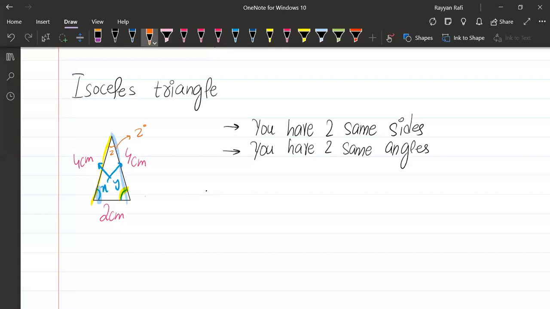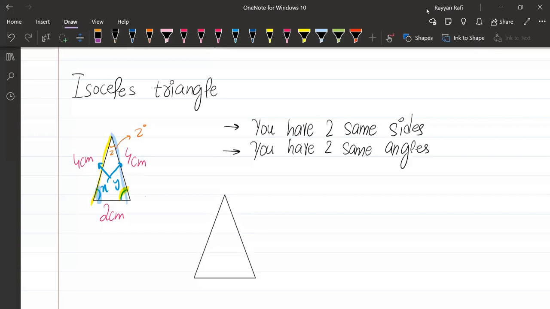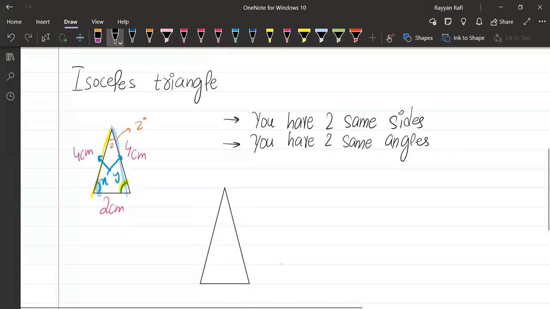So now, in an isosceles triangle, what I just told you, two same sides. So I just messed up this whole triangle. Let me just draw another one, a larger one. So basically, whenever we're drawing an isosceles triangle, we draw these two lines. Okay. Now, why do we write these two lines? To correspond that these two angles are same.